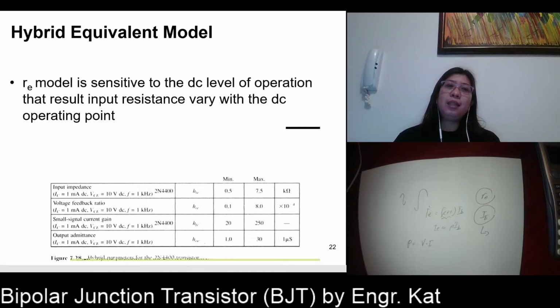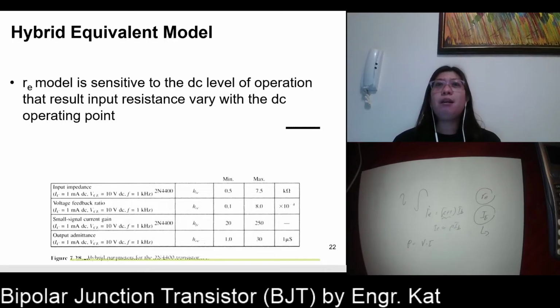So our second model is what we call the hybrid model or the H equivalent model. The hybrid means we have a relationship between two different parameters. So this is a combination of the voltage parameter and the current parameter. That's why it is called hybrid.